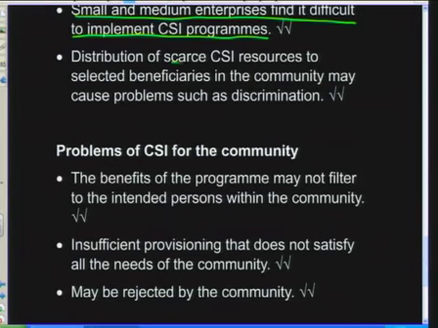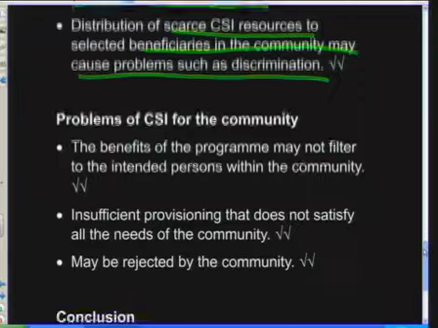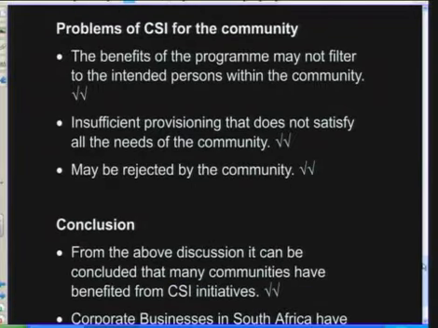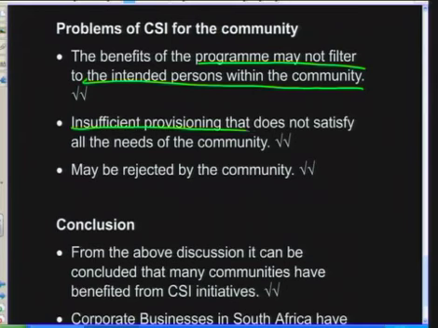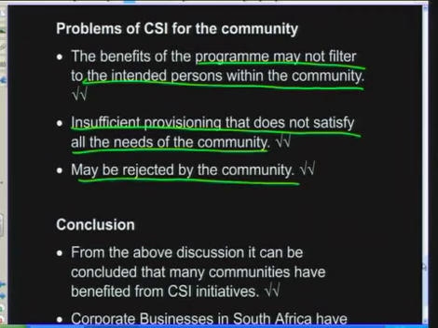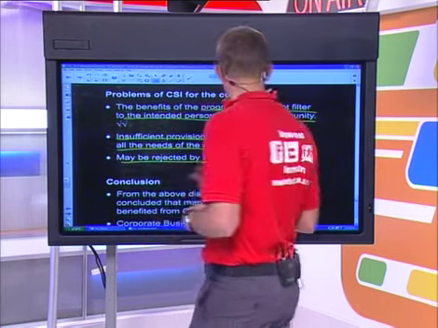Distribution of scarce CSR resources to benefit the community may cause problems such as discrimination. We're looking after one community and not another. Then problems of CSR to the community: the benefits of the program may not filter to the intended persons within the community. There may be corruption, right? And there's insufficient provision that does not satisfy all the needs of the community. It may also be rejected by the community. The business may also be hiding all the bad things that they're doing, like hiding pollution which is negatively affecting the health of the local community.